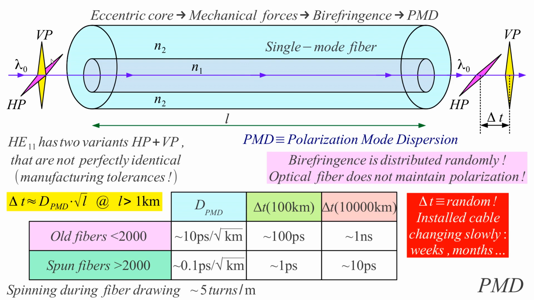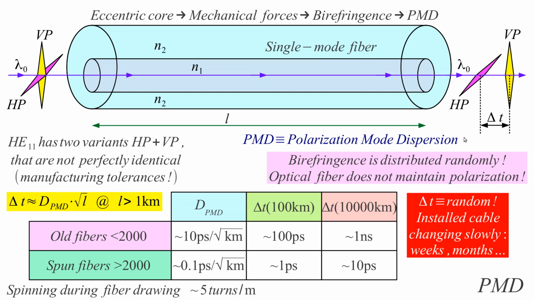So two pulses with orthogonal polarization do not propagate at the same speed. For instance, here the pink pulse is slower than the yellow pulse. Vertical polarization was faster than the horizontal polarization for this case here. So polarization mode dispersion is something that happens.